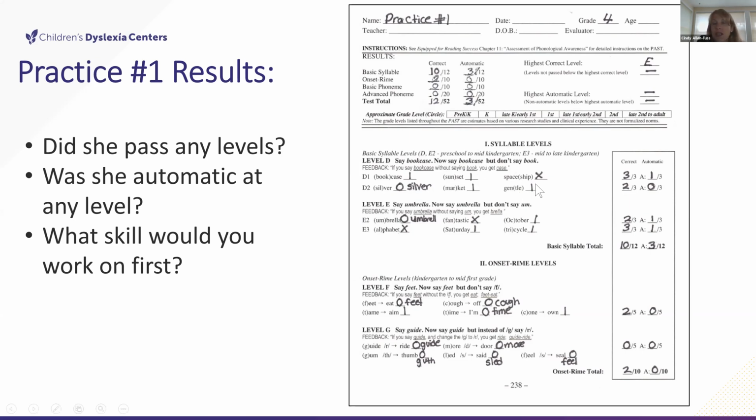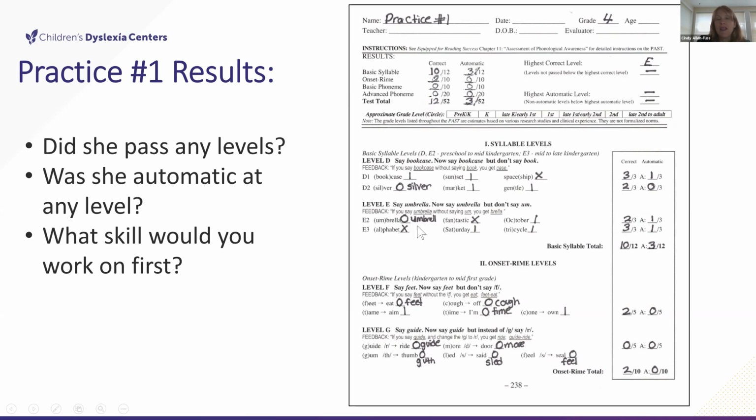So she was correct with bookcase, correct with sunset, automatic with spaceship. So for D1, she had 3 correct, 1 automatic, because we're counting the X's for automatic. She missed silver. She was correct with market and correct with gentle. So for D2, she had 2 correct, but none automatic.